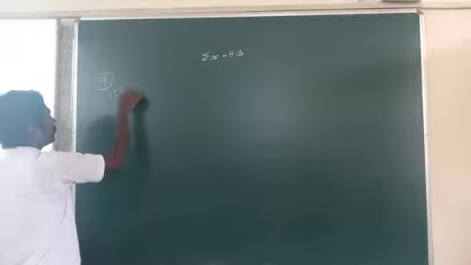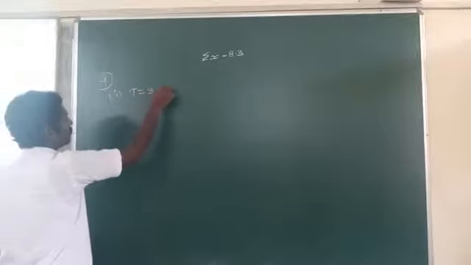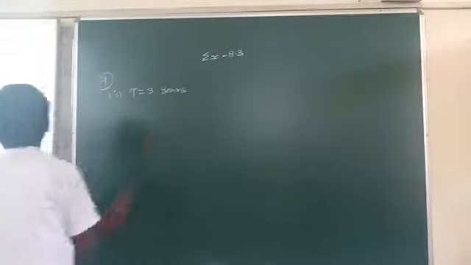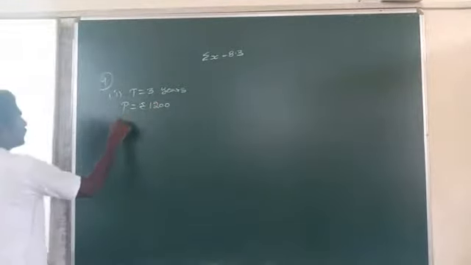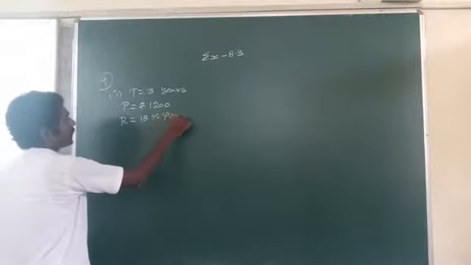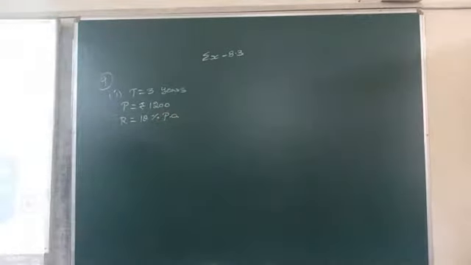Here look at question number 9. Find the amount to be paid at the end of 3 years in each case. That is, the time period is given as 3 years. Then the principal amount is given as 1200, and the rate of interest is 12% per annum. What are we asked to find? The amount to be paid at the end of 3 years.